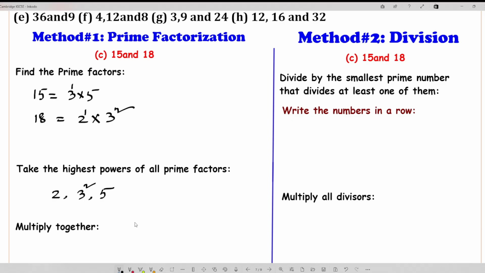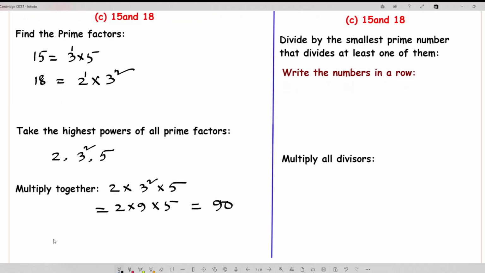Now multiply together, it means 2 times 3 square times 5. What will be the result? 2 times 9 times 5. It means 5 times 9 is 45. 45 times 2 is what? 90. So the LCM of 15 and 18 will be 90, right?